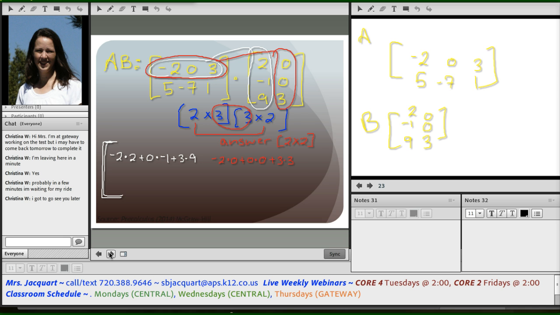Now if you need to re-watch this, I would. Row 2, column 1: 5 times 2 plus -7 times -1 plus 1 times 9. I need another color. And then row 2 times column 2 for R2, C2: 5 times 0 plus -7 times 0 plus 1 times 3.